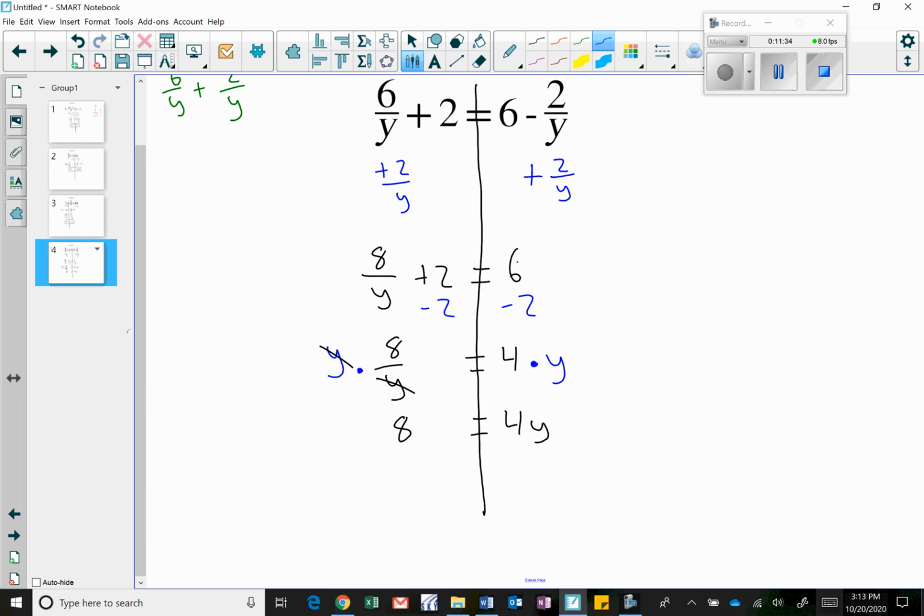I got one more step here to get rid of that number in front of y. Right now this is multiplication, so I need to do the opposite of multiplication and divide by 4. When I divide by 4 to both sides, I see that y equals 8 divided by 4 is just 2.